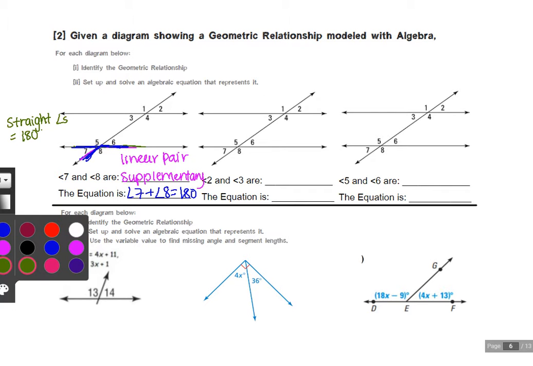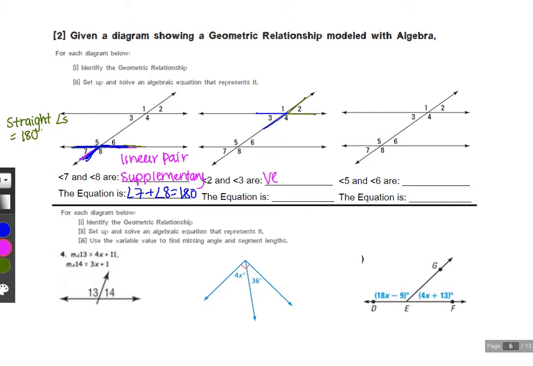Alright, for the next one, we're looking at angle 2 and angle 3. Here's angle 2, here's angle 3. The first thing I noticed about these is that they are kind of opposite from each other. That should be your cue to think vertical angles. Vertical angles can also be called opposite angles or super angles. Anytime you have angles that are across from each other like this, with two lines intersecting, those angles that are across from each other or opposite each other will be vertical angles. So that's our relationship name.